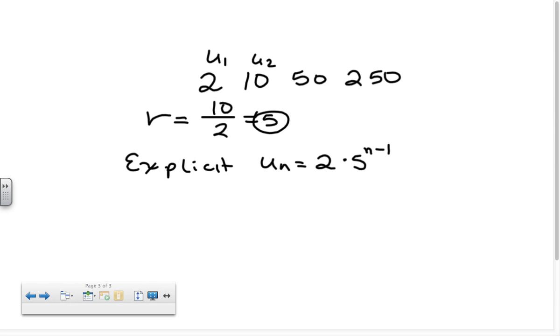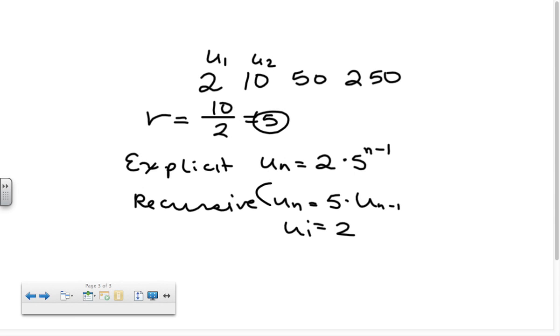Now the recursive is u_n equals 5 times u_(n-1). These n and n minus 1 are subscripts, where u_1 is 2. That's my recursive function.